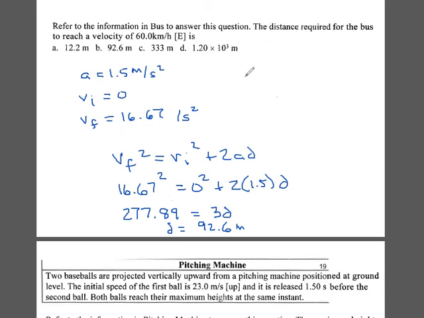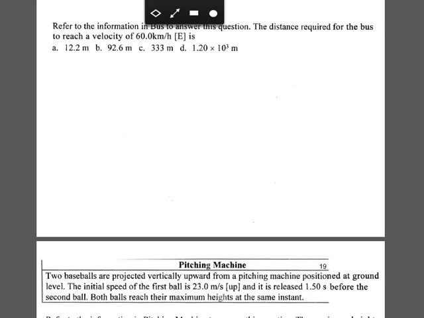If you're tired of using that formula, you could also have used distance equals v_i t plus 1/2 a t squared. Initial velocity was 0. We found in the previous problem that the time was 11.1 seconds. And then here you'd have 1/2, 1.5, and 11.1 squared. If you crunch all that out, that should also give you 92.6 meters. The v_f squared formula is great, but I'm trying not to massively overuse it.